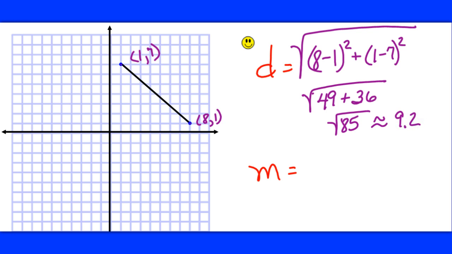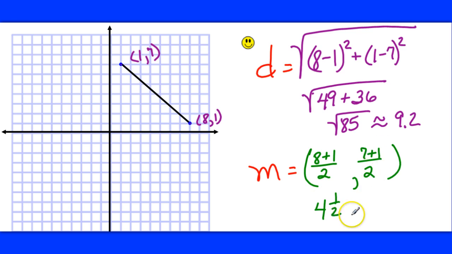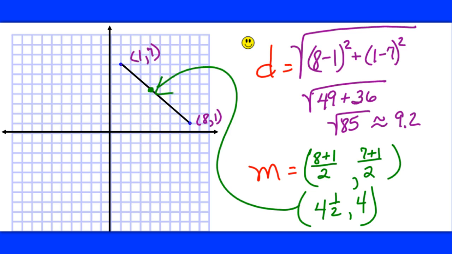Okay? For the midpoint, we're going to find an x and a y value. So it's going to be an ordered pair. So we add the x values and divide it by 2. We add the y values, divide that by 2. This is going to give me 9 halves, which is 4.5. This is going to give me 8 halves, which is 4. Let's check. 1, 2, 3, 4. 1, 2, 3, 4.5. There's my midpoint right there. Okay?